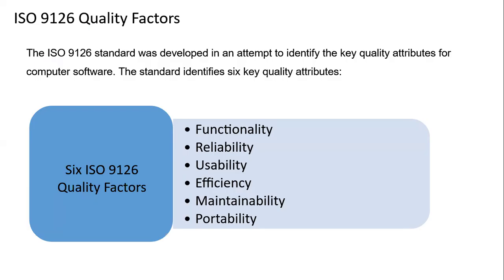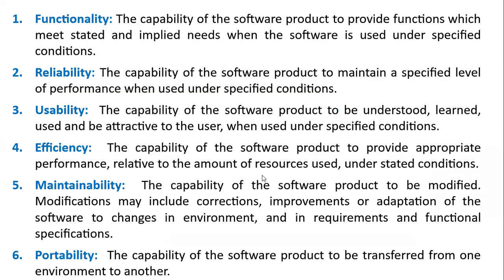ISO 9126 quality factors. The ISO 9126 standard was developed as an attempt to identify the key quality attributes for computer software. The standard identifies six key quality attributes. These are functionality, reliability, usability, efficiency, maintainability, and portability.